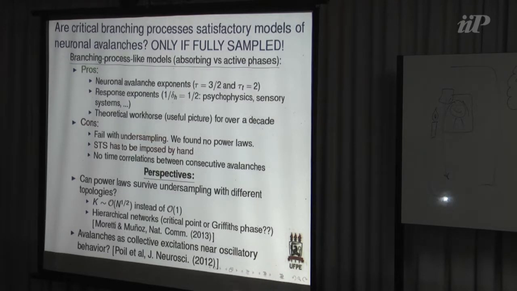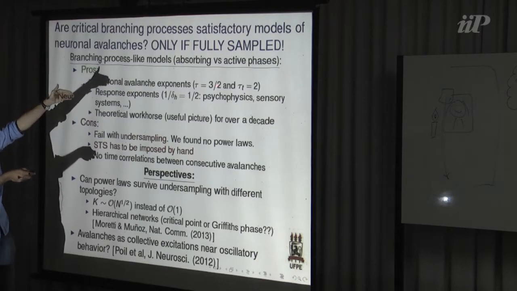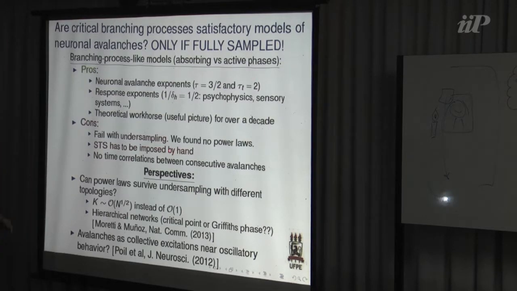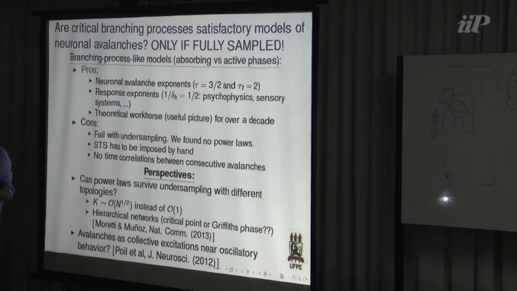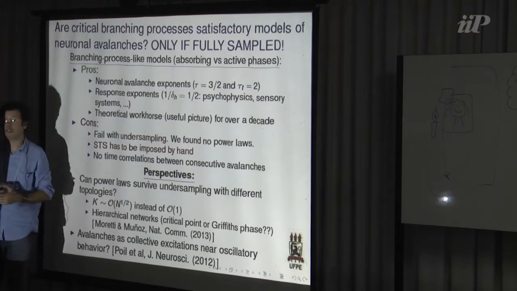So, are critical branching processes or critical or dielectric percolation kind of model satisfactory models of neuronal avalanches? Well, only if fully sampled. And even like this, well, with some limitations. So, what are the pros? Well, if you do the calculations for the fully sampled, you get neuronal avalanche exponents which agree with the data. So 3/2 for size distribution, 2 for duration of the avalanches. The response exponent, like I showed before, 1/2, agrees with psychophysical responses with sensory systems. That's nice. And like I said, it has been a theoretical workhorse in the field over a decade.